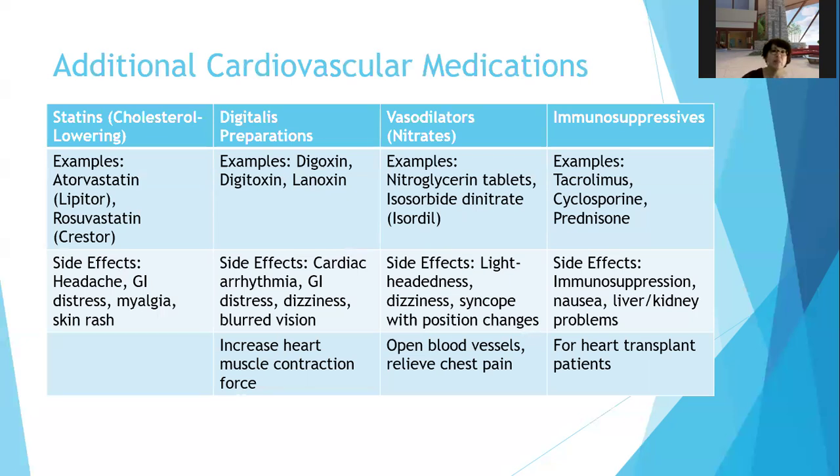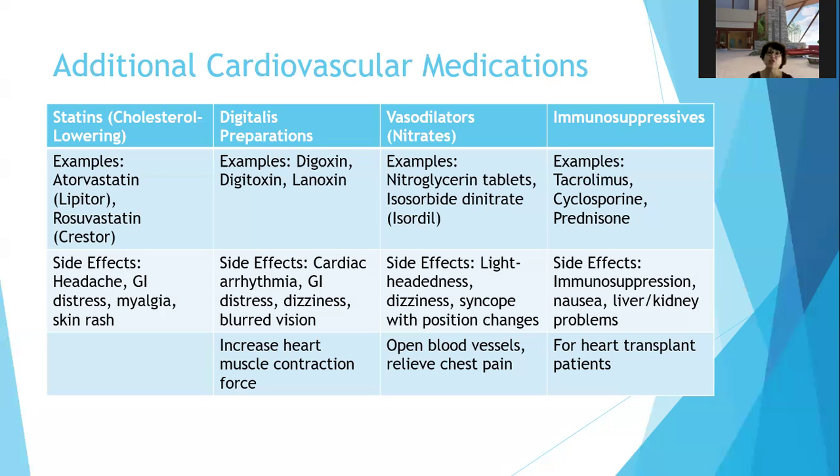Digitalis preparations are called digoxin, digitoxin, Lanoxin. So the oxin part, that's what clues you in. They treat cardiac arrhythmias and heart failure, but they could also cause cardiac arrhythmias and GI distress and dizziness and blurred vision. The idea of the digitalis preparations is they're supposed to increase heart muscle contraction.